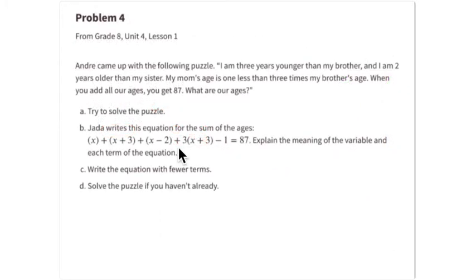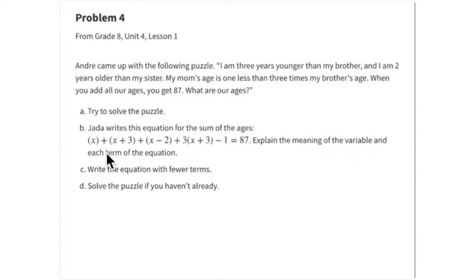This is problem number 4. So Andre comes up with the following puzzle. And so what we're supposed to do is solve the puzzle. And then Jada writes an equation for the puzzle. And we're supposed to explain the meaning of the variable and each term of the equation.